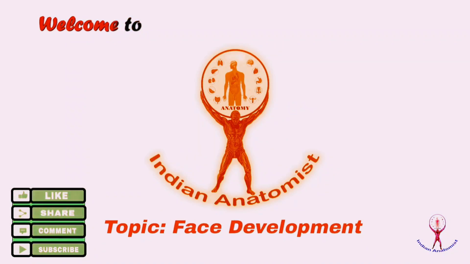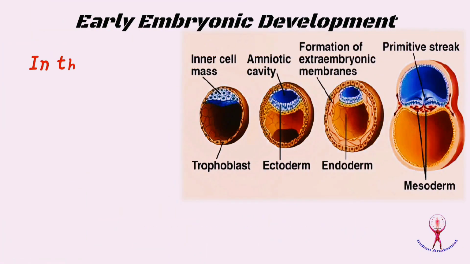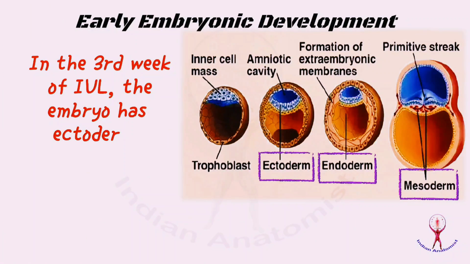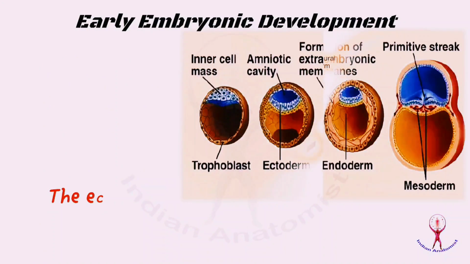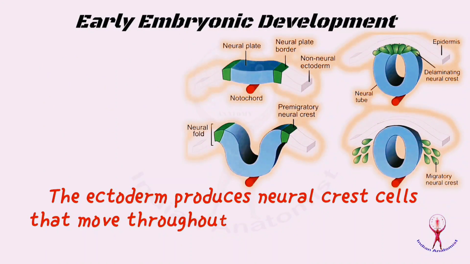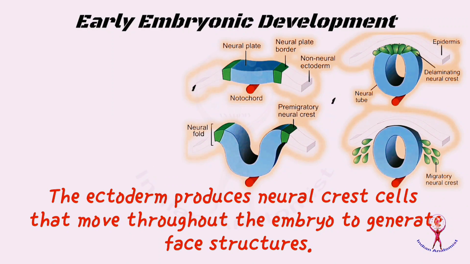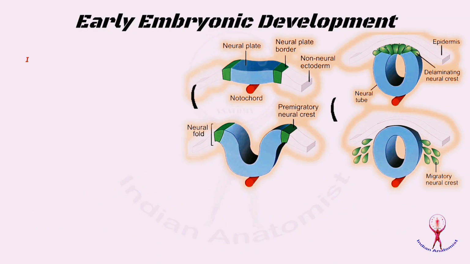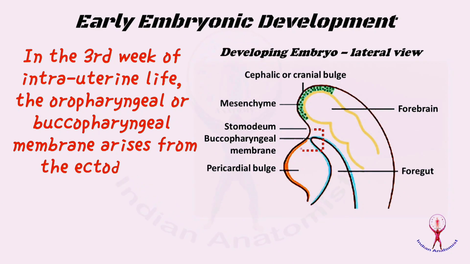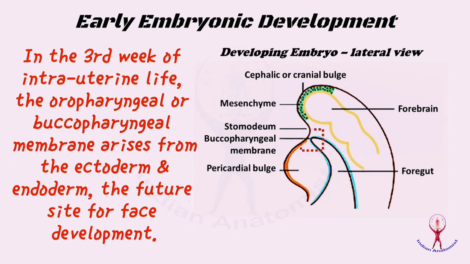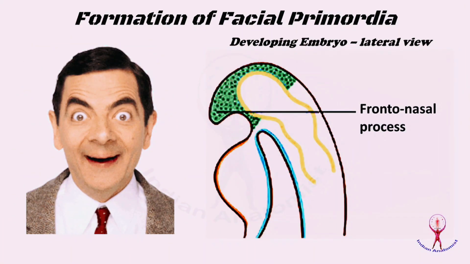Today's topic is face development. In the third week of intrauterine life, the embryo has ectoderm, mesoderm, and endoderm. The ectoderm produces neural crest cells that move throughout the embryo to generate face structures. In the third week of intrauterine life, the oropharyngeal or buccopharyngeal membrane arises from the ectoderm and endoderm, the future site for face development. Now coming to the formation of facial primordium.